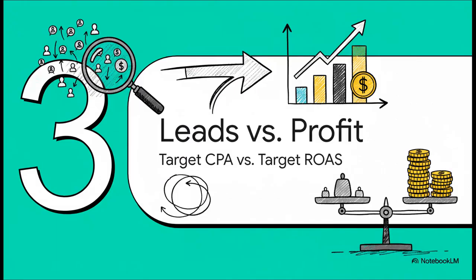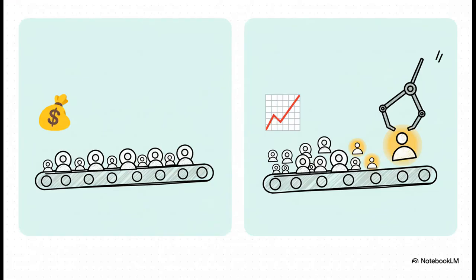Okay, let's zoom in on the one choice that seems to trip up almost everyone. Are you optimizing for the number of leads or for the value of those leads? This is the classic showdown, Target CPA versus Target ROAS. Let's break them down. Think of Target CPA as your efficiency expert. You tell it, I want to pay this much for a lead, and its job is to get you as many as possible for that price. It treats every single lead as equal. But Target ROAS, that's your profit maximizer.